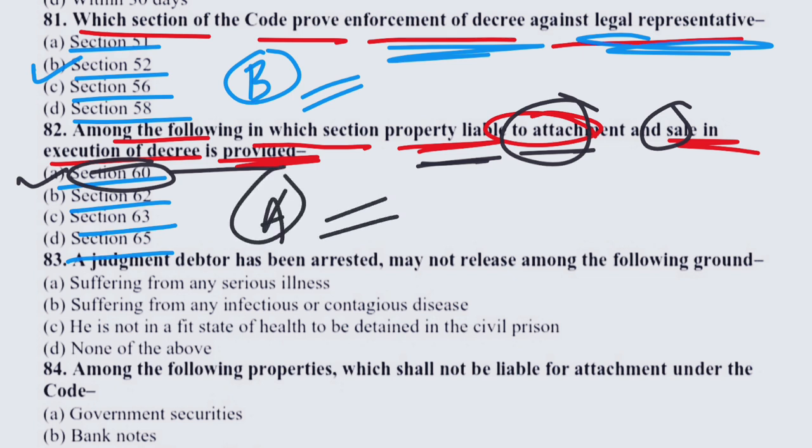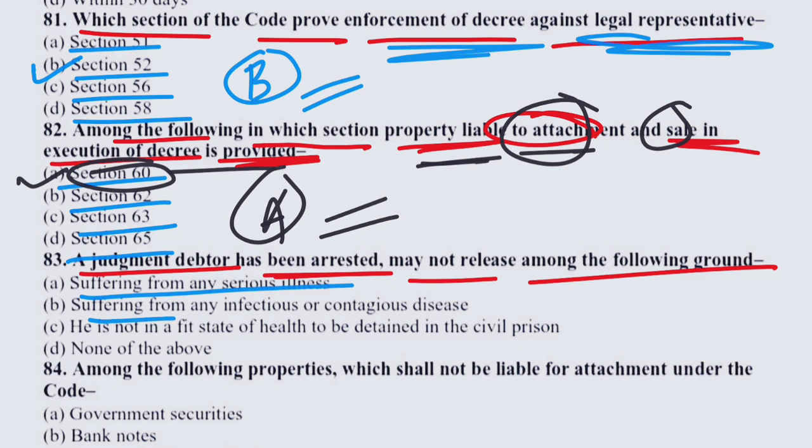Okay, now to the next question. A judgment debtor who has been arrested may not be released on which of the following grounds? Options are: suffering from any serious illness, suffering from any infectious or contagious disease, he is not in a fit state of health to be detained in civil prison, or none of the above. So in this case the correct option would be option D.